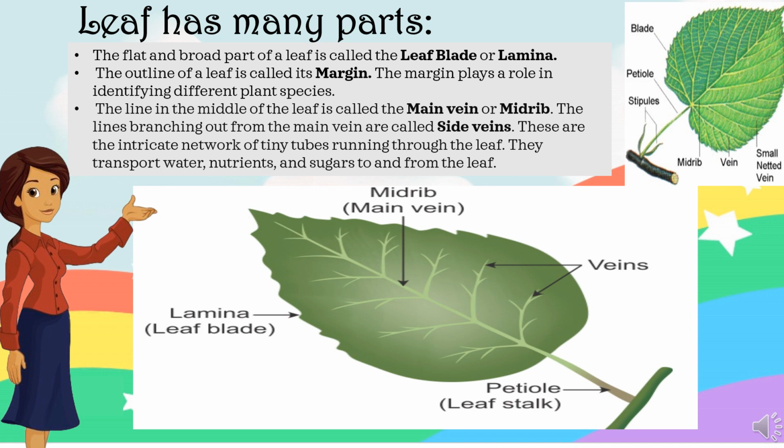Next, let's talk about veins. Veins are like the leaf's highways, with many lines running across the lamina. The main vein, running down the middle of the leaf, is like the main road and is called the main vein or midrib. Branching out from it are the side veins, like smaller streets. These veins form an intricate network of tiny tubes that run through the leaf. They act as the leaf's own circulatory system, transporting water, nutrients, and sugars to and from the leaf.